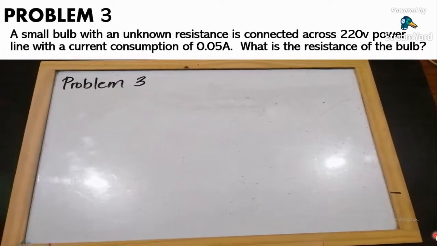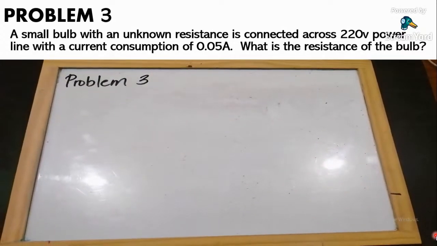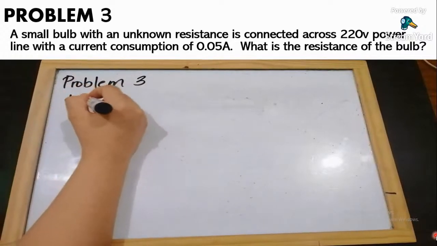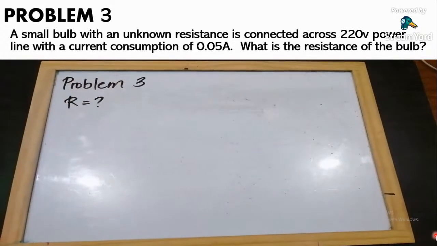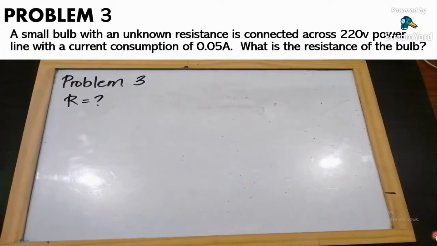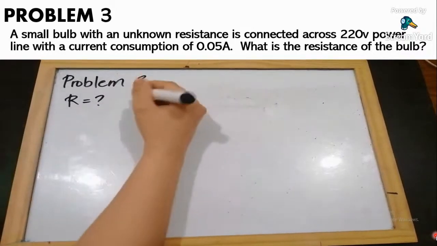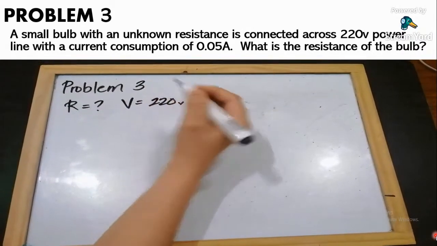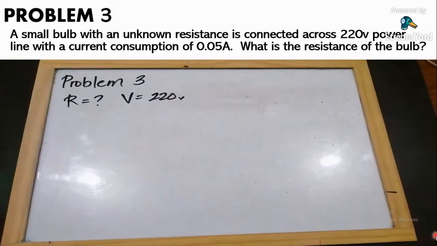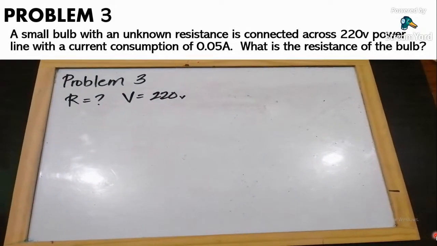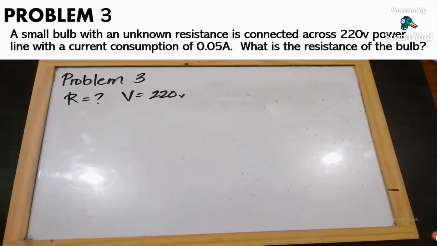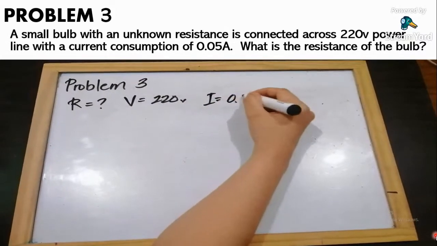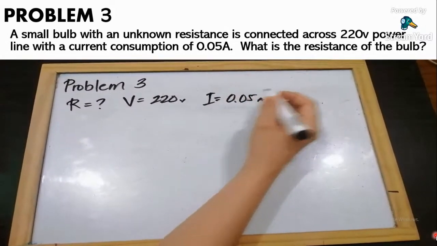Problem number 3, we have a small bulb with unknown resistance. So, sinabi na agad yung nawawala. Unknown resistance is connected across 220 volts power line. So, connected daw siya sa voltage na 220 volts. Then, power line with a current consumption of 0.05 amperes. So, ang current daw niya is 0.05 amperes.